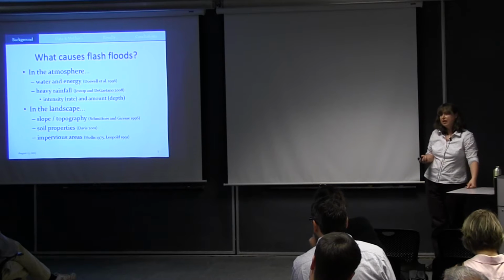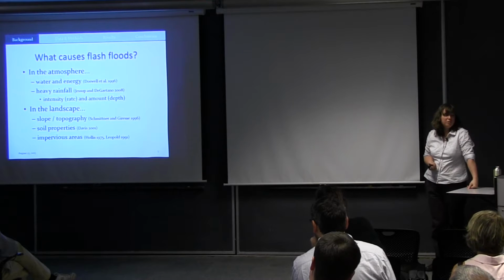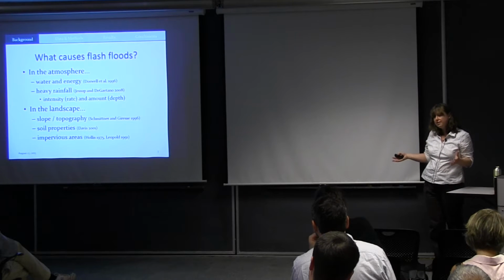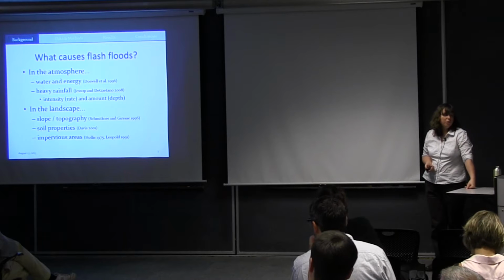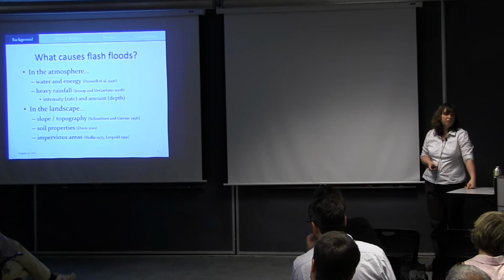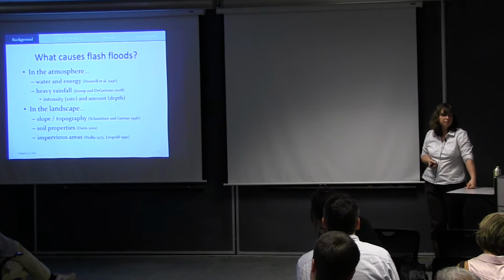So what causes flash floods? What we already know before I got started on my work is that in the atmosphere we need sufficient water and energy to produce heavy rainfall. Heavy rainfall could mean either intense rainfall for a short period of time, or it could mean a longer period of time with less intense rainfall that still results in a high volume of water. In the landscape, we know that higher slopes lead to more flash floods. We know that certain soil properties, which I'll get into in more detail, make a landscape more susceptible to flooding.